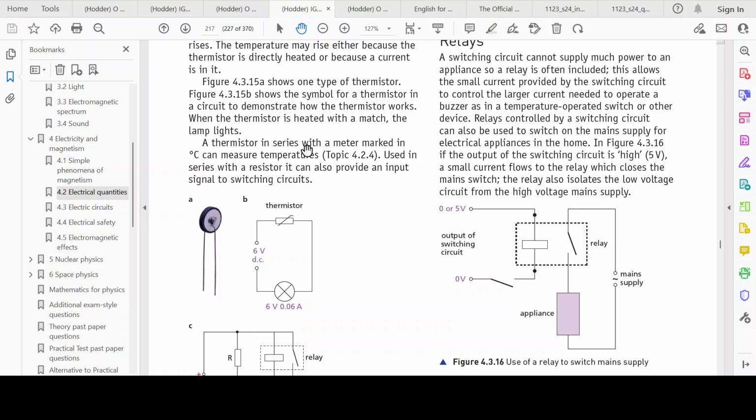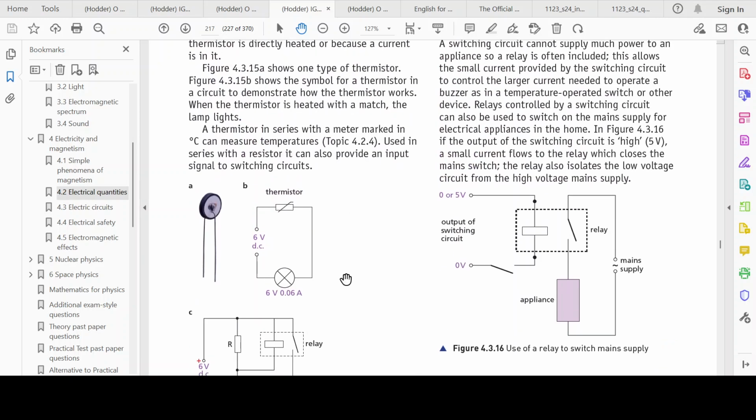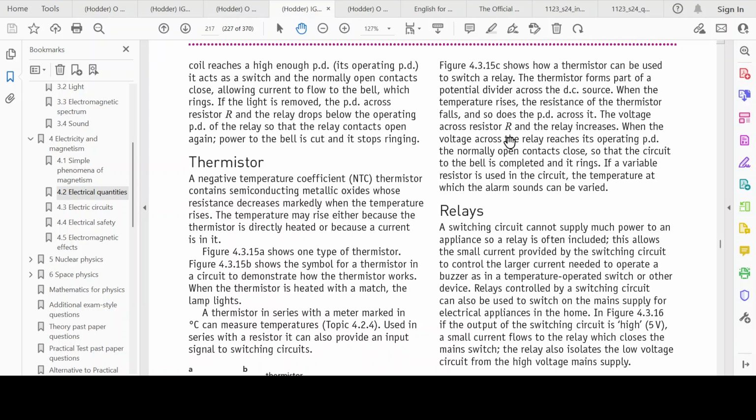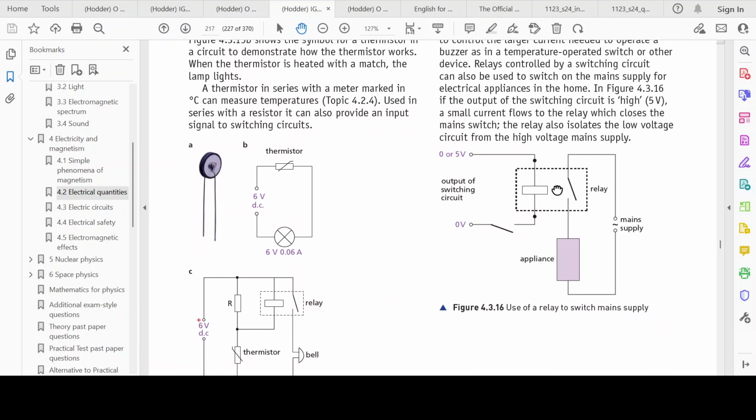A thermistor in series with the meter marked in degrees centigrade can measure temperature, right? This is used in series with a resistor and can also provide an input signal to switching circuits. So they haven't explained what switching circuits are, right? So just something like, okay, fine, right? That's something. And being used with a relay. So let's talk about what relays are. They've shown it over here.